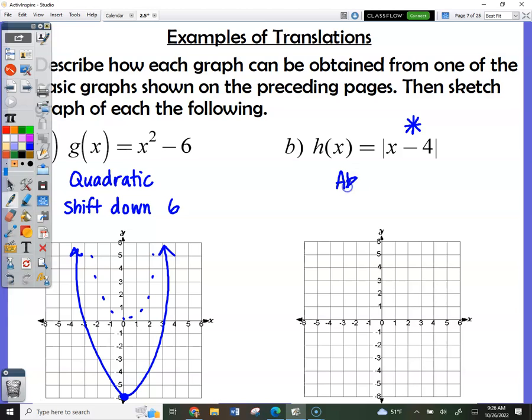This is the absolute value function, and where did we say it's going? Right 4. So absolute value is the V. The mother function is here, and it's going right 4. So it's going to be there.